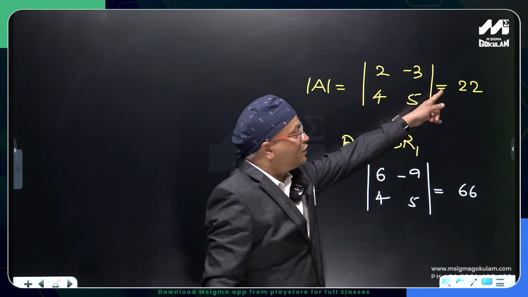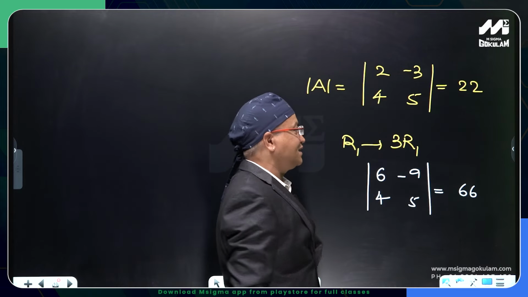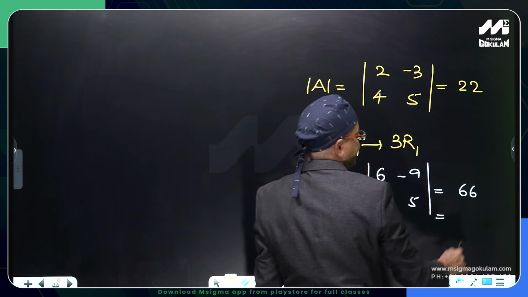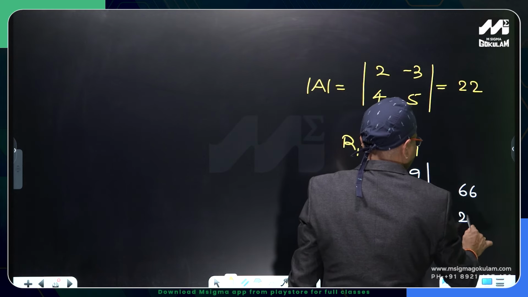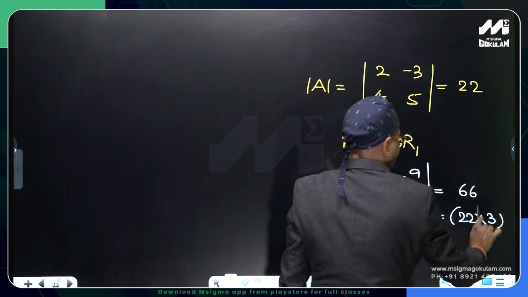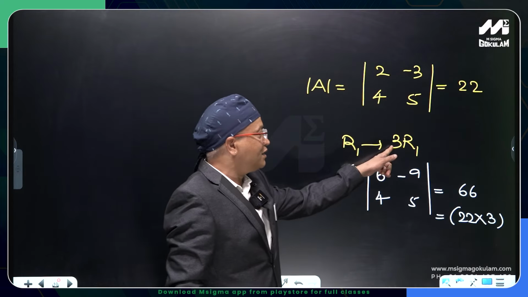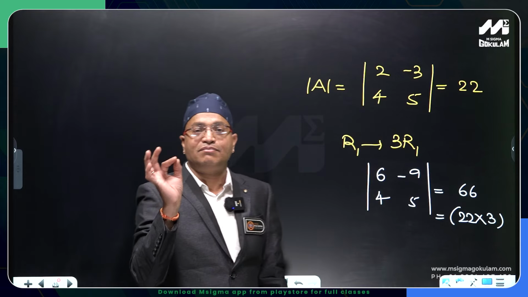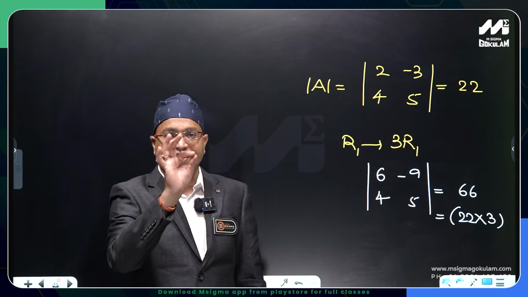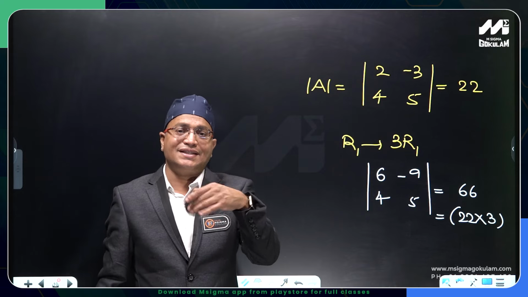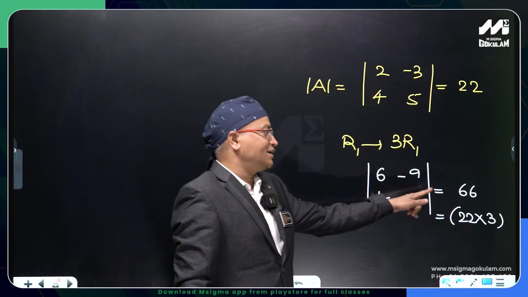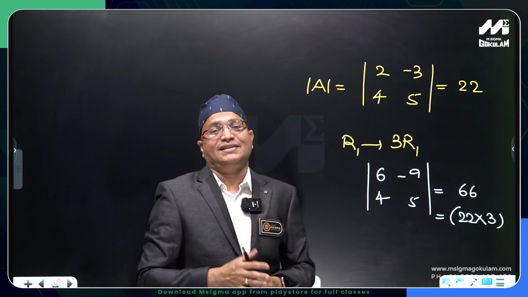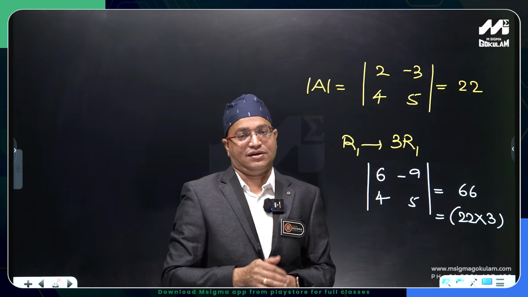You observe, originally 22, now it is 66. Is there any relation between 22 and 66? Yes, it is. 22 into 3 is 66. Why is it coming into 3? We are multiplying with 3R1. So, if you multiply any single row or column by a constant, then what is the change in the determinant? The new determinant value is the old determinant multiplied by that constant or scalar.